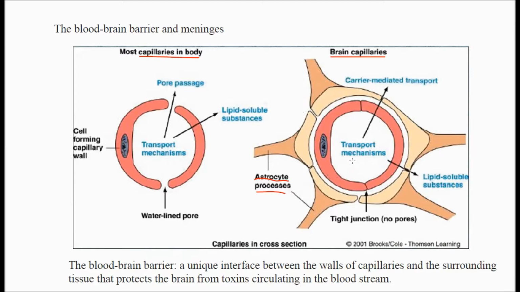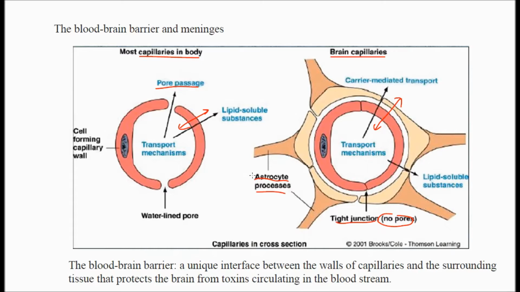The capillary also forms a tight junction and no pores can be found in the capillary, whereas in most capillaries in the body, there's a small pore, so a small particle such as ions can go back and forth. Of course, the liposoluble substances can travel freely across the capillaries in both cases because of the characteristics of the membrane.